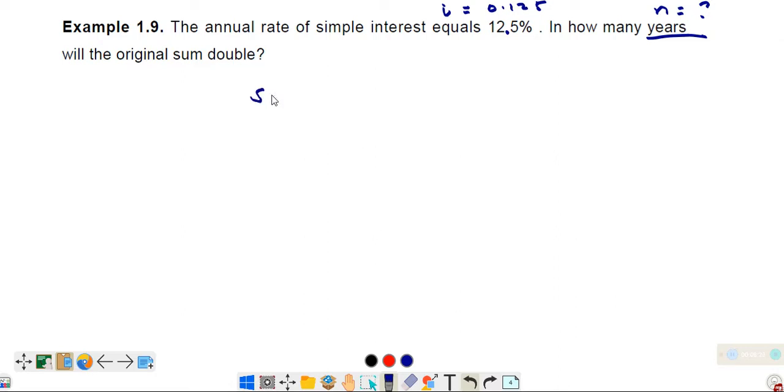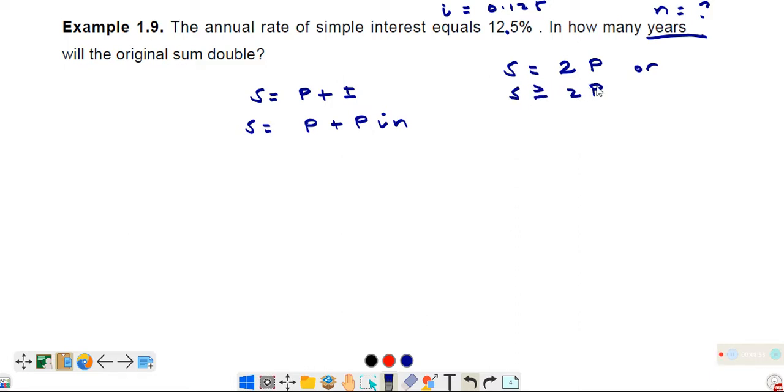So, paano natin sila isosolve? We have the idea that S is equal to P plus I, right? Ulit-ulit tayo dito. So, S is equal to P plus P times I times N, right? So, si S, yung total accumulated na amount, ang target natin ay madoble si principal. So, dapat at the end of the term, 2P na siya, or kung hindi man siya 2P, it should be greater than or equal to 2P. Okay? So, at the end of a certain term, hindi man siya exactly twice, at least, mas mataas siya dun sa twice. So, we are going to substitute 2P for S.